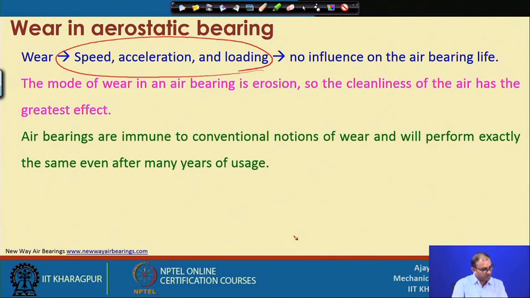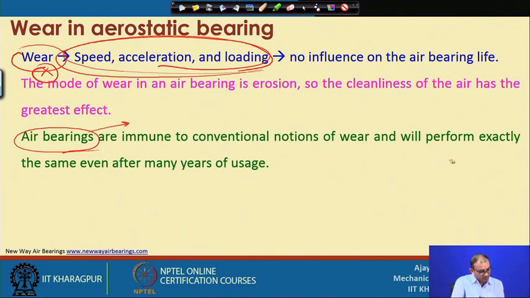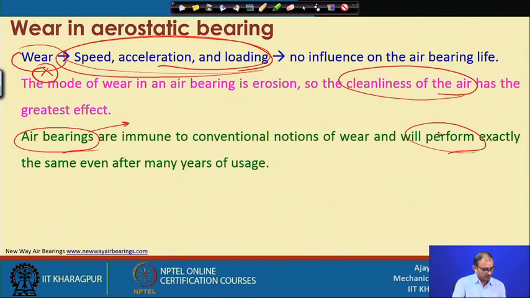But here, whatever variation you make, there is no physical contact and no wear. So if you start using your air bearing today, and use it again after 10 years, there will not be any performance-related problem if you maintain the cleanliness of the air. That is the biggest advantage of using an air bearing, because it has a very long life within the permissible limits of operating conditions. None of the other bearings can give this type of advantage.